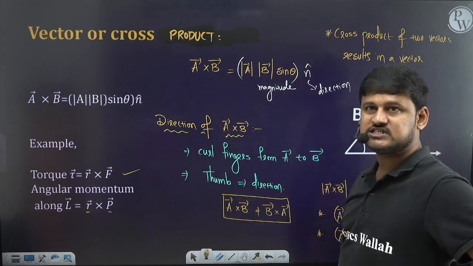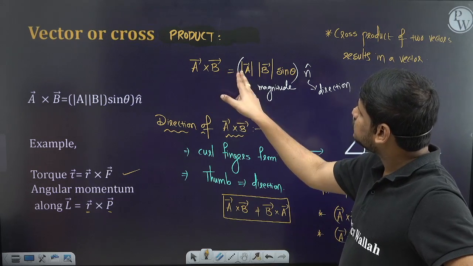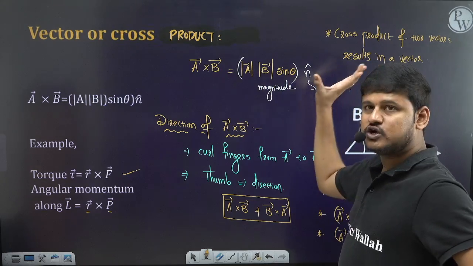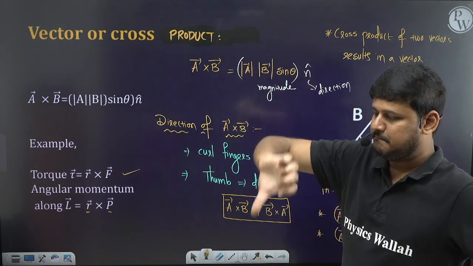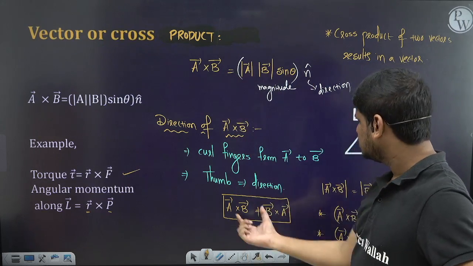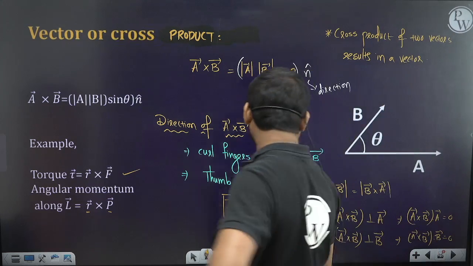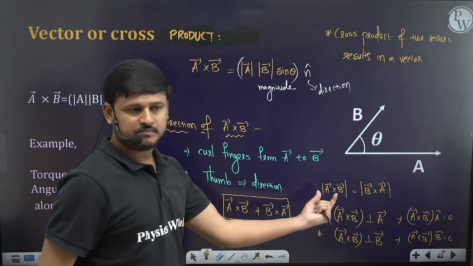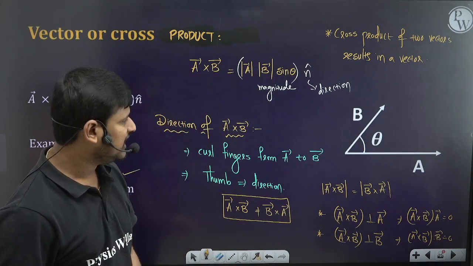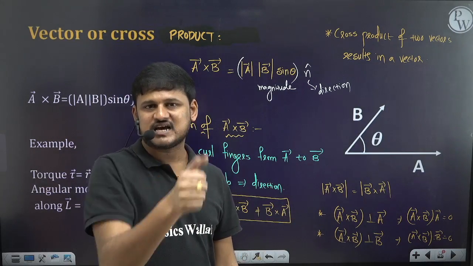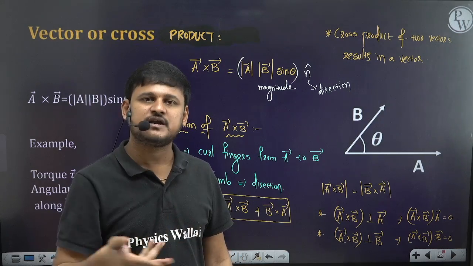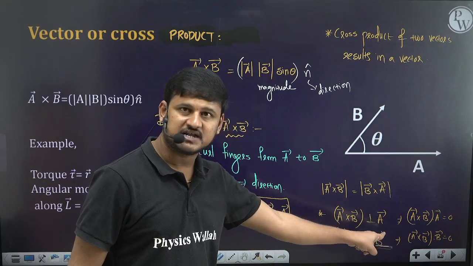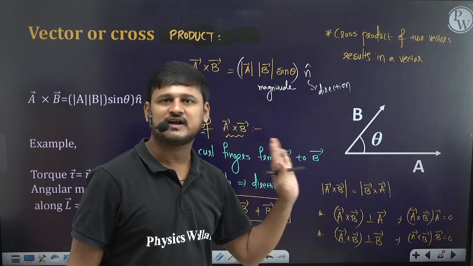Their magnitudes are the same. B cross A means you write magnitude of B into magnitude of A into sin theta, but the direction is going to be different. A cross B is this side, B cross A is this side, downwards. So that's why A cross B is not equal to B cross A, and their magnitudes are equal. Whatever the resultant vector is, that vector will be perpendicular to the two given individual vectors. A cross B is perpendicular to vector A and A cross B is perpendicular to vector B as well.